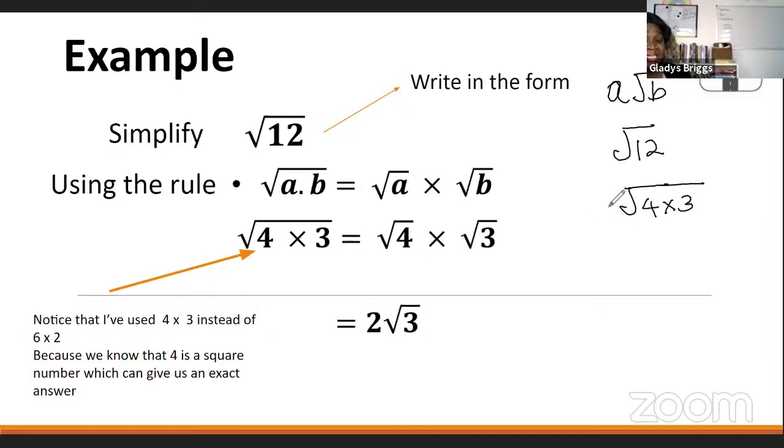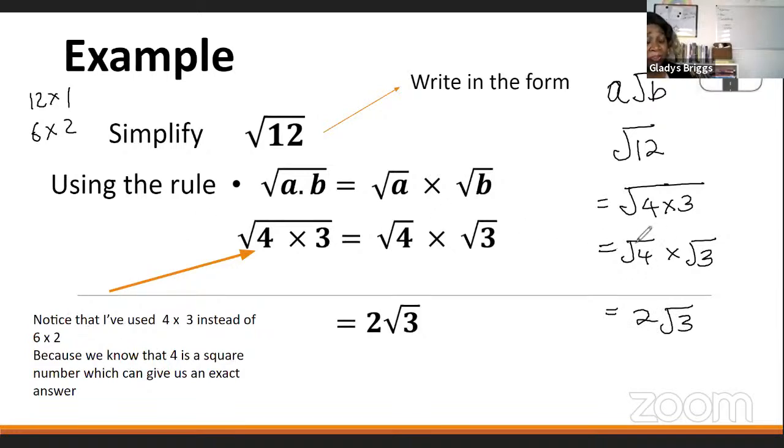And notice here that I carefully chose 4 times 3. I know that I could have done 12 times 1. I could have done 6 times 2, but I carefully chose 4 times 3 because I know that I can simplify 4. I know the square root of 4 is 2. I'm looking to include a root that can be simplified. Now I can rewrite the square root of 4 times 3 as the square root of 4 times the square root of 3, and this is equal to 2 root 3.